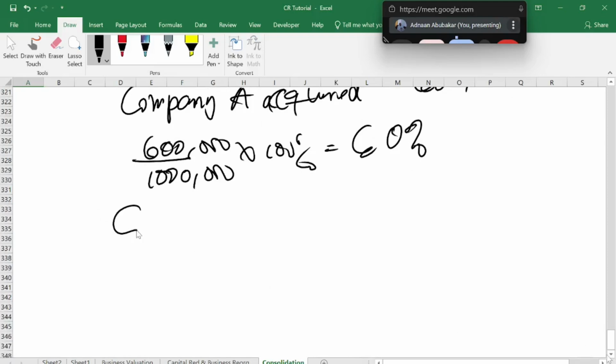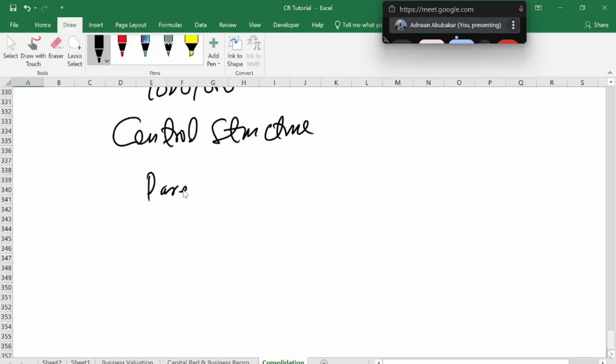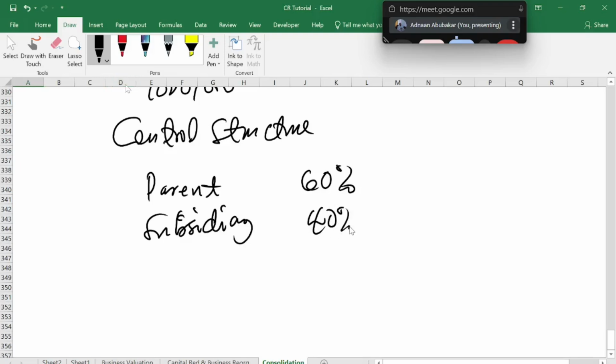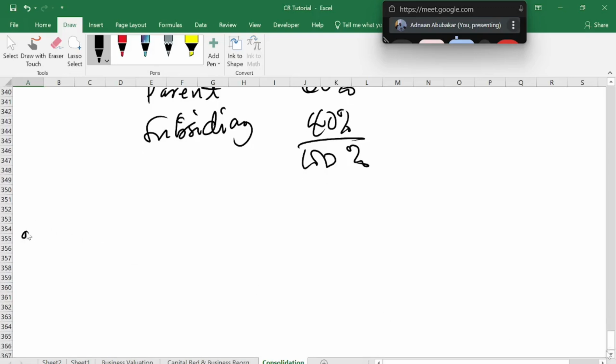So when you are coming to the control structure, you have your parent at 60% and then the subsidiary at 40%. The total should give you 100%. If you like, you can bring the names of the companies there. So that is the first step, determining the group structure. Now the second step that you will do is determine the net asset of the subsidiary. So, two.